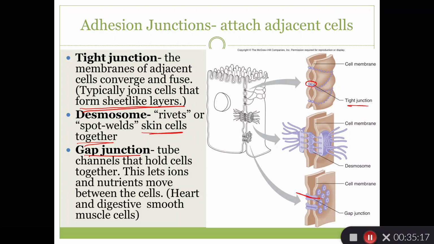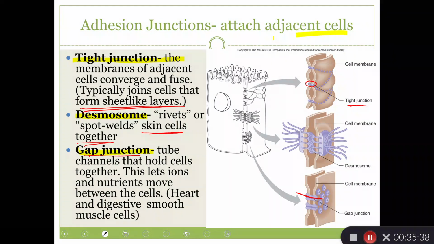And so on this slide, I want you to highlight for sure these tight junctions and gap junctions, right? Really all three of them, and desmosomes. So these are all three adhesion between two different cells, between adjacent cells.